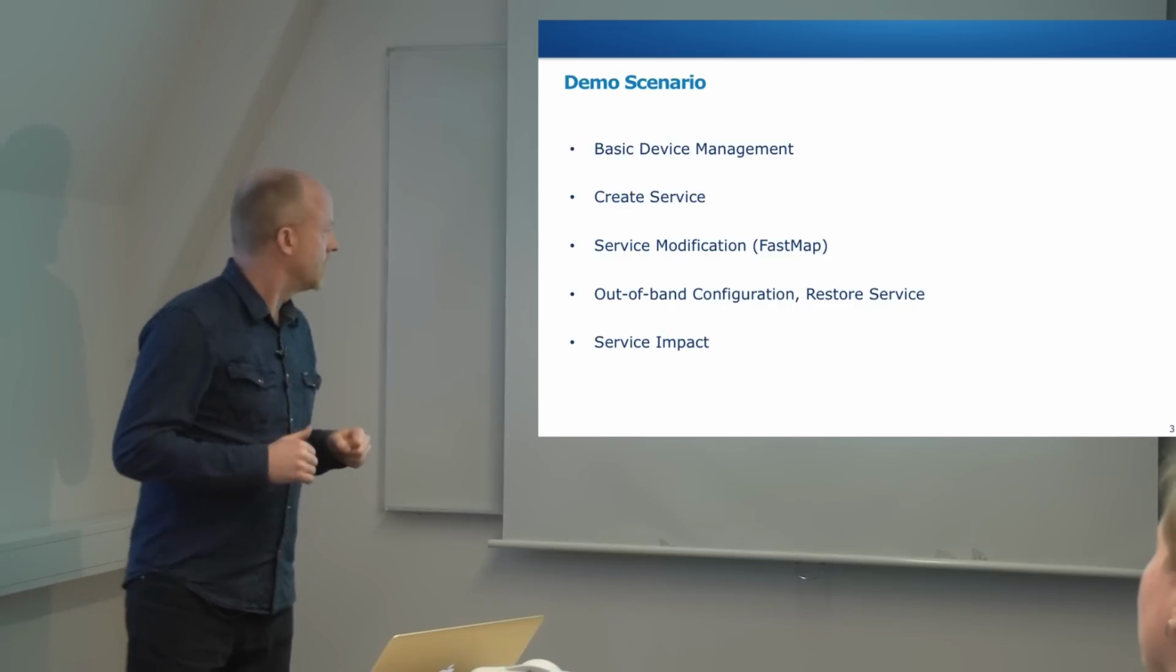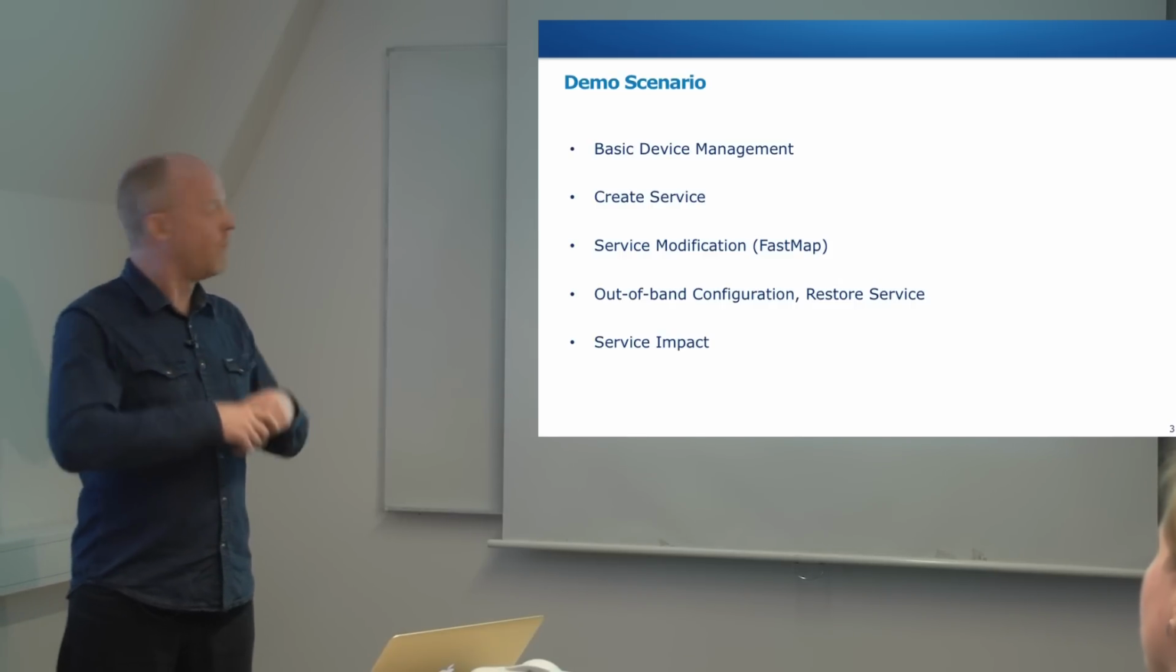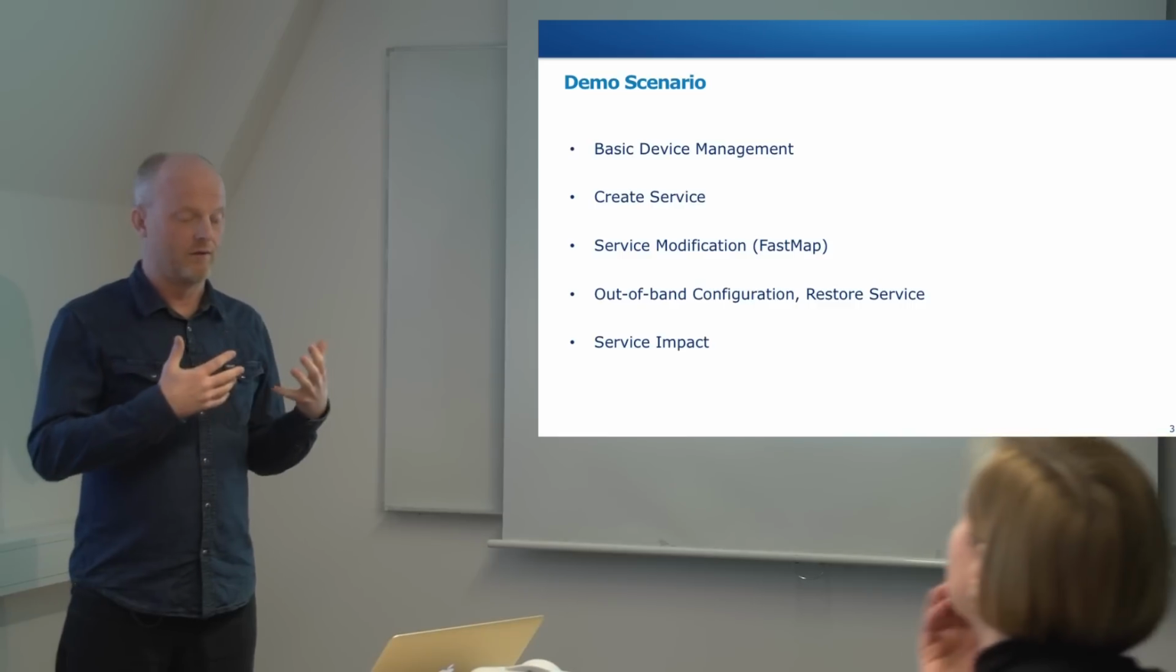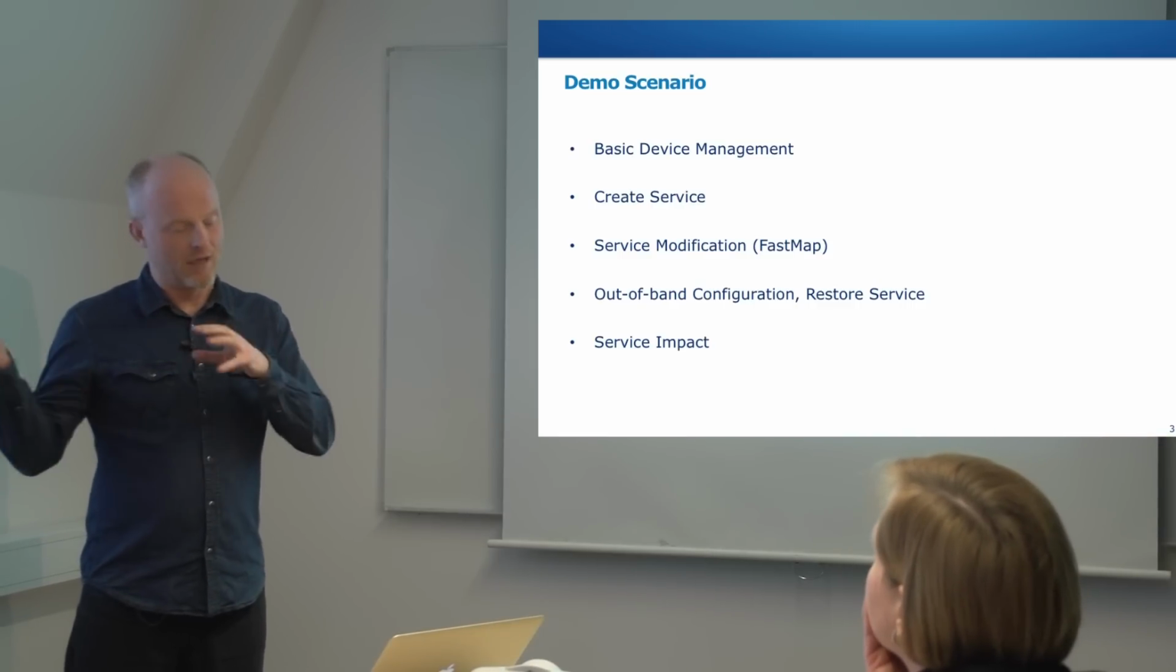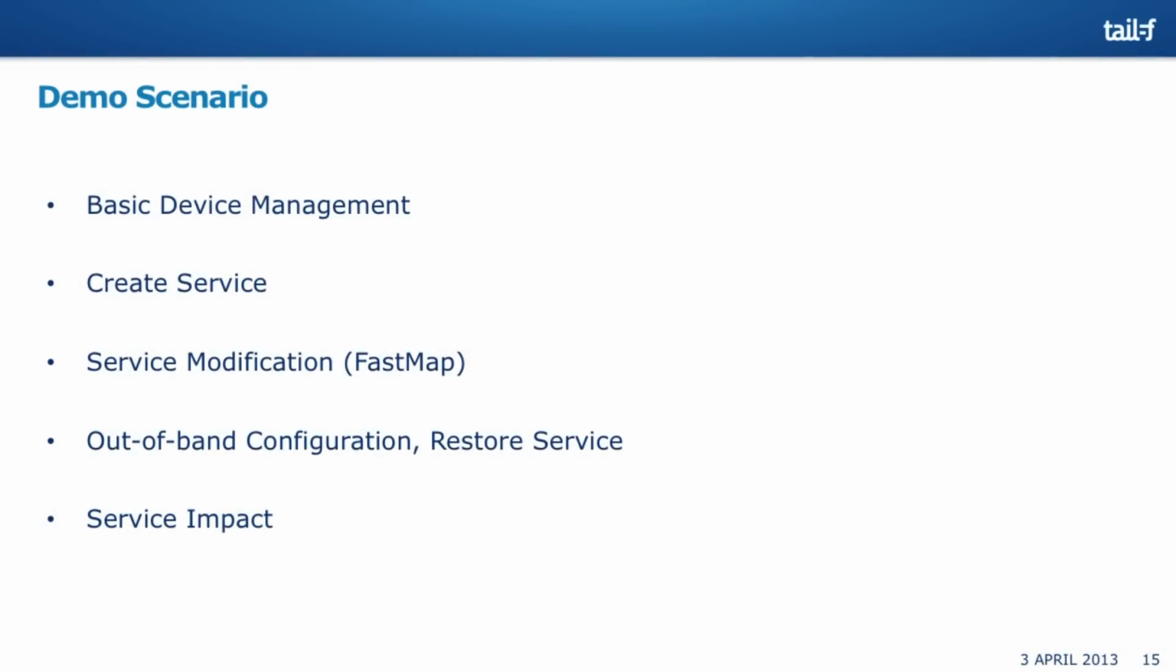The demo will consist of 5 parts. Although we're focused on service management in this demo, I will give you a bit of glimpse on what we can do with devices. There are other demos that we focus on device management, but you'll see a little bit what we can do with devices. Then I will move up to creating a service, creating a layer 2 tunnel, showing you how we create the device configurations. I will change an existing service to illustrate FastMap. I will actually break the service by logging into one of the devices, making config changes on that device that actually breaks the service. I will show you how NCS can restore that and fix the service again.